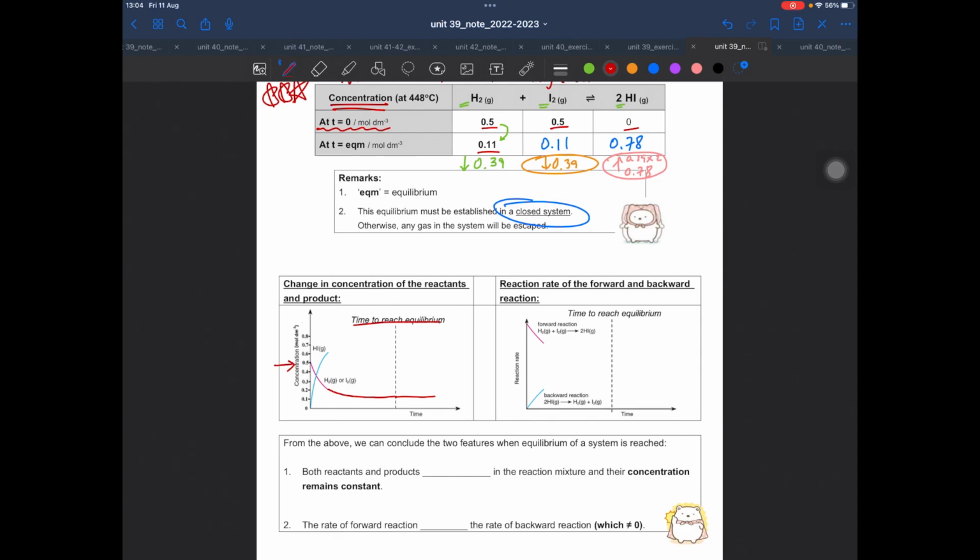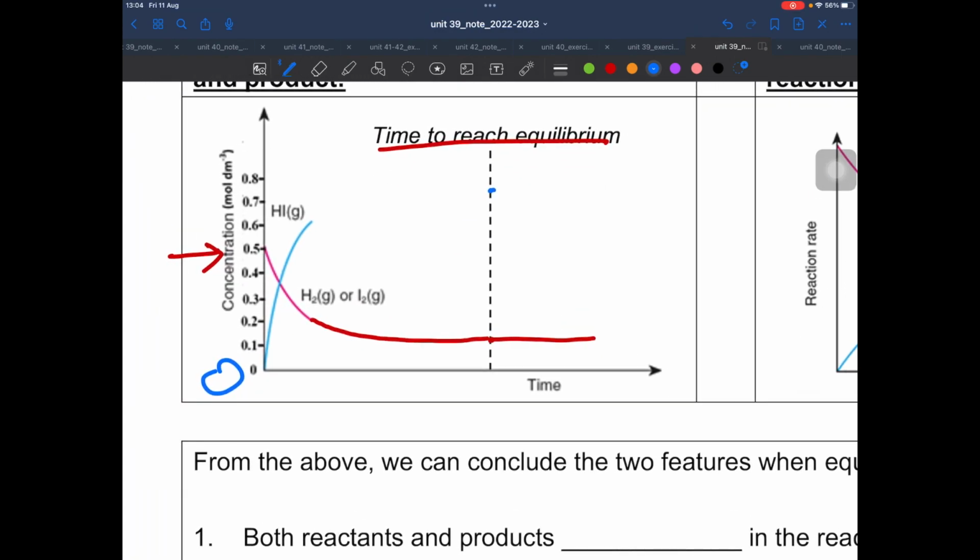So what about the HI? At the start, the HI is 0 here, right? But eventually, after the calculation, it is 0.78. So 0.78, something like here. So it will increase, and then again, after this point, a horizontal line.